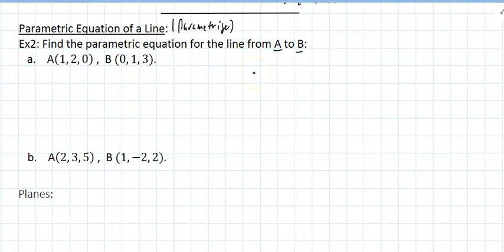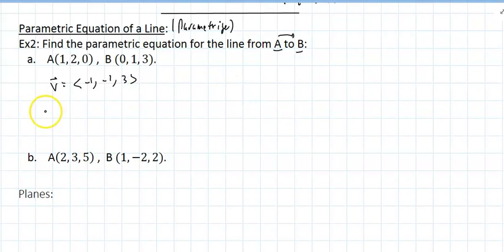Well, to find a parametric equation of a line, what I need is a point and a vector. It doesn't matter which way it runs, except they say from A to B. So V is fixed. V is actually 0 minus 1, 1 minus 2, and 3 minus 0. There it is. Got it.